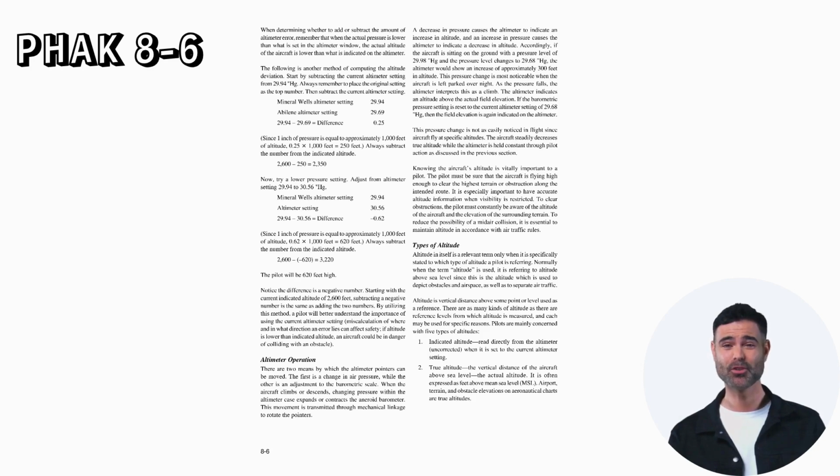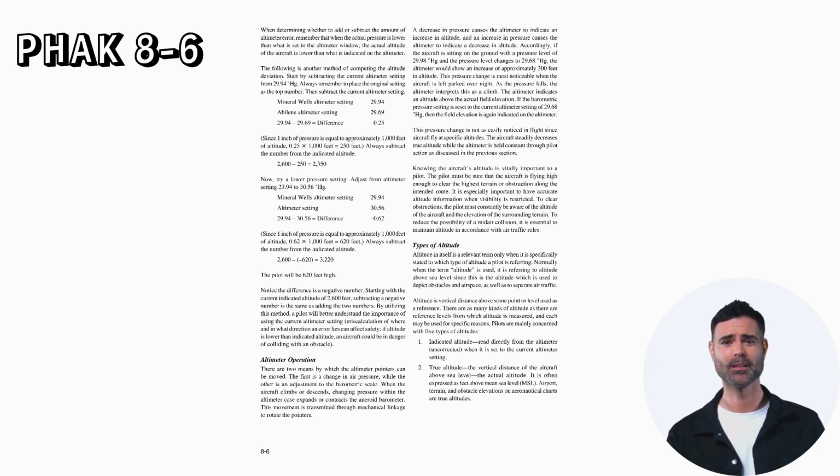Since 1 inch of pressure is equal to approximately 1,000 feet of altitude, 0.25 times 1,000 feet equals 250 feet. Always subtract the number from the indicated altitude. 2,600 minus 250 equals 2,350. Now, try a lower pressure setting.